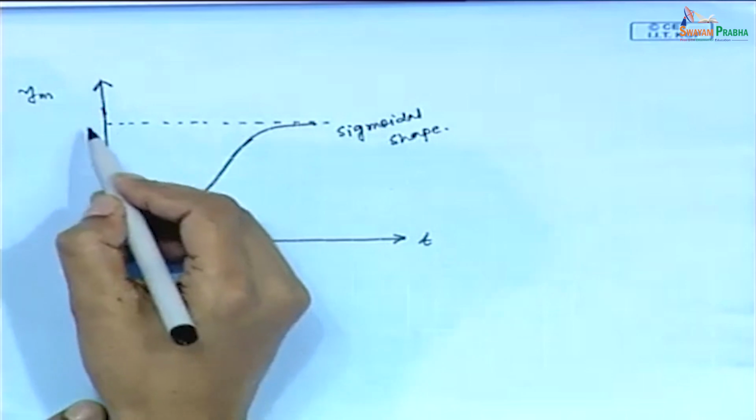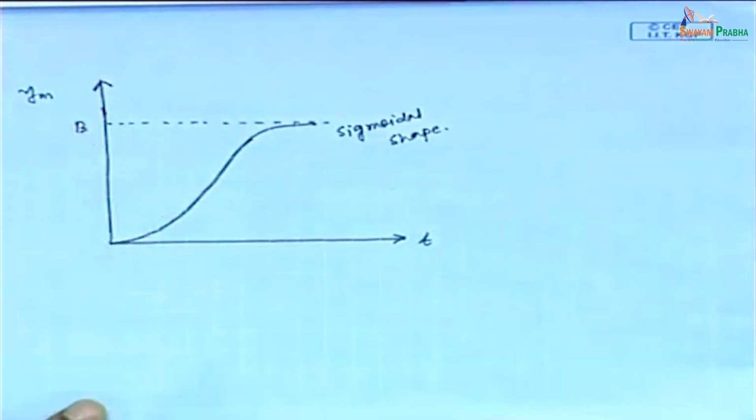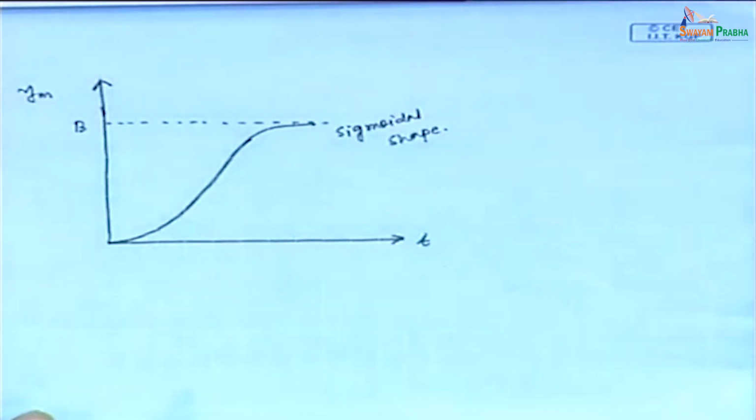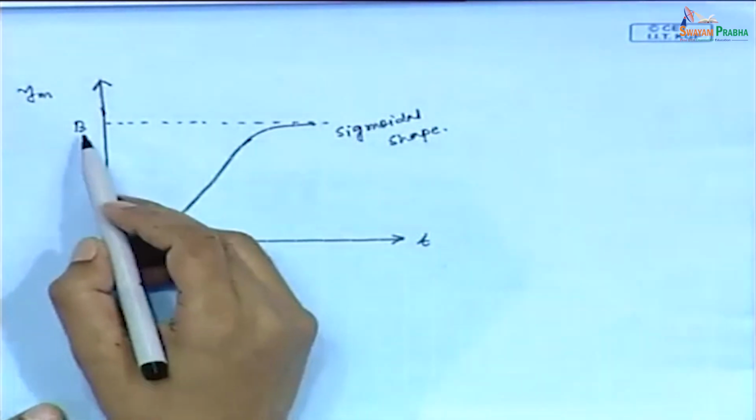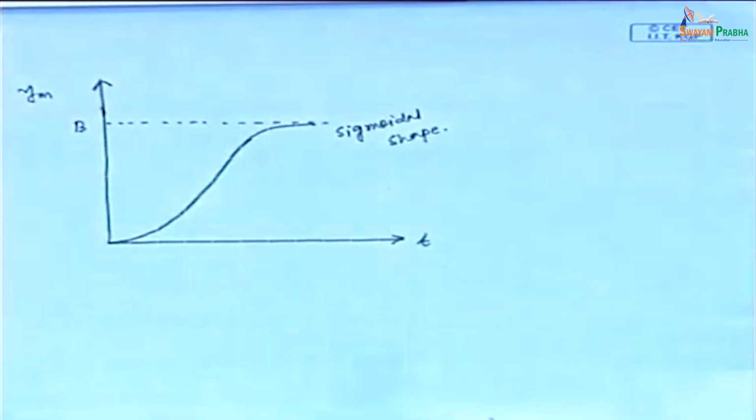Suppose this quantity is B. That means the set point value, not set point, it may be the Y value at new steady state. B is the value at new steady state.